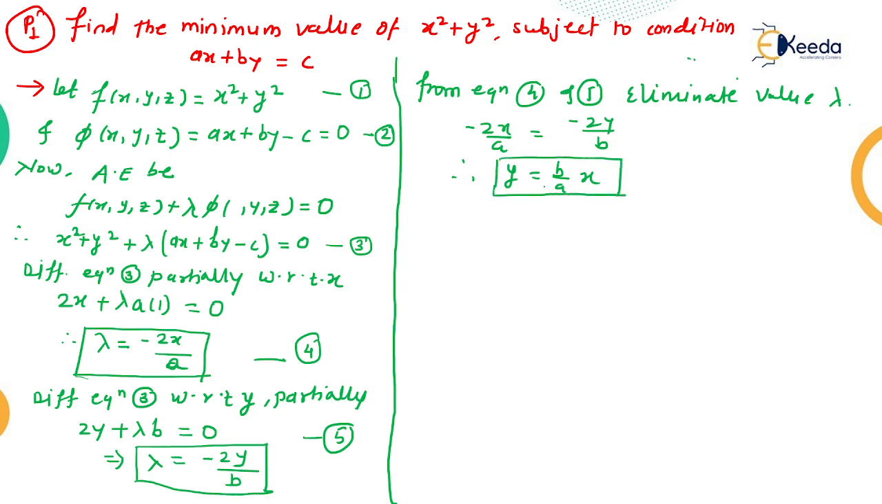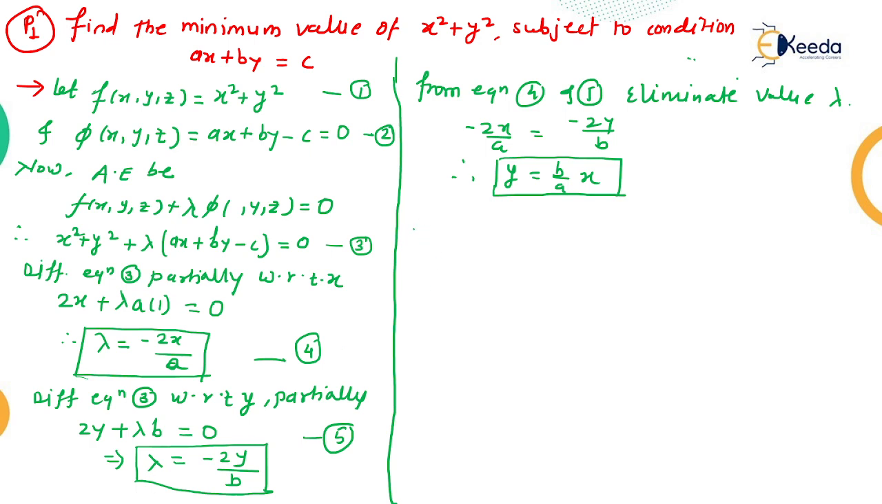Okay, it's not necessary to find only y, meaning this value of y in terms of x. You also have to find x in terms of y. So we are getting this value, and we call this eliminating the value of lambda. Now, substituting this value of y in equation 2 we get... where is equation number 2? You see where equation number 2 is.